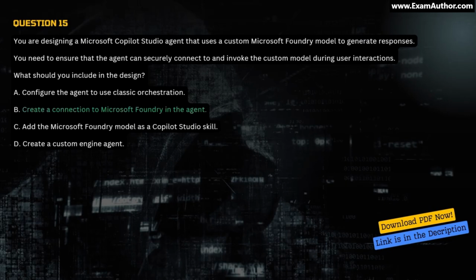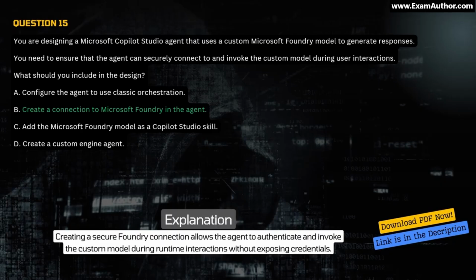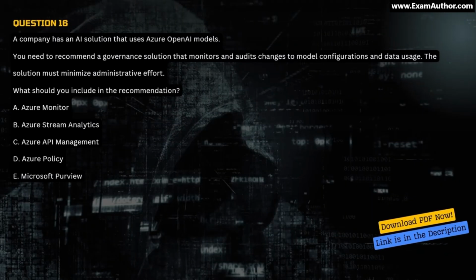Correct answer B. Create a connection to Microsoft Foundry in the agent. Explanation: Creating a secure Foundry connection allows the agent to authenticate and invoke the custom model during runtime interactions without exposing credentials. Question 16. A company has an AI solution that uses Azure OpenAI models.